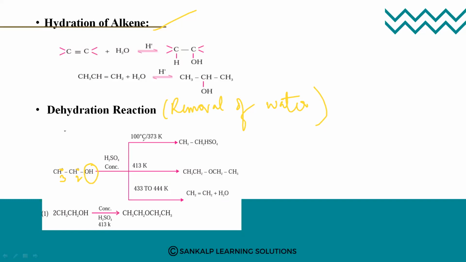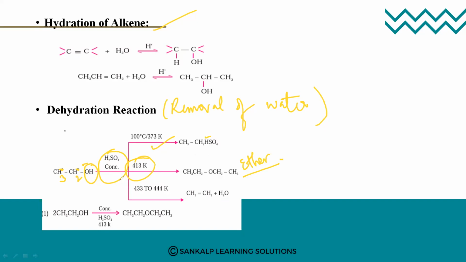When the reaction is carried out at 373 Kelvin, that is 100 degrees Celsius, it forms CH3CH2HSO4, where the OH minus is replaced by HSO4. Then when you treat the alcohol with concentrated acid at 413 Kelvin, it forms an ether, that is CH3CH2OCH2CH3. A simple symmetrical ether is formed.